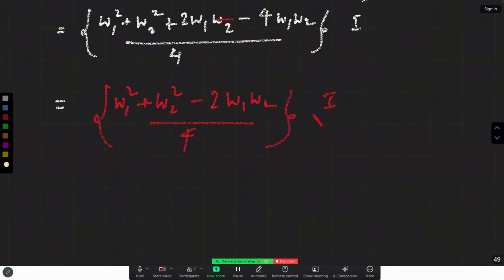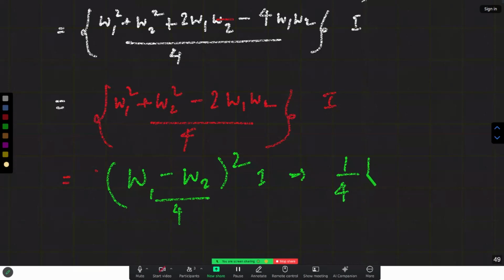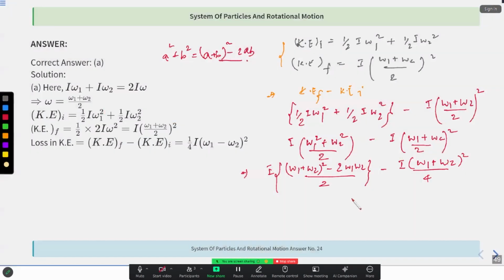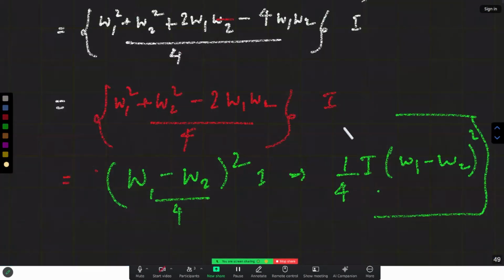And moment of inertia I. Now what is this? A square plus b square minus 2ab, that is (a minus b) whole square by 4. And this is I, which means it is 1/4 I into (omega 1 minus omega 2) whole square. See, I've got my solution. This is my solution. You can just verify this once. It was nothing but a simple calculation thing.